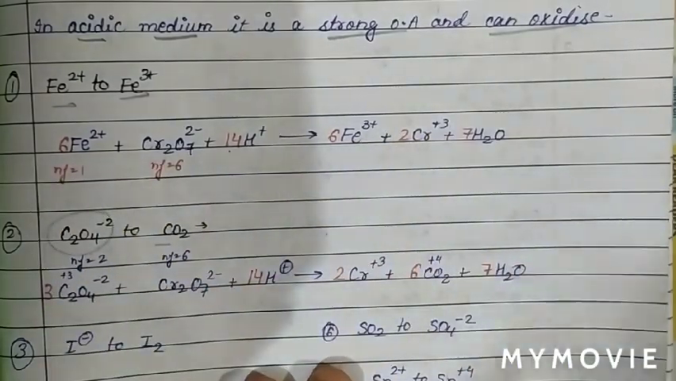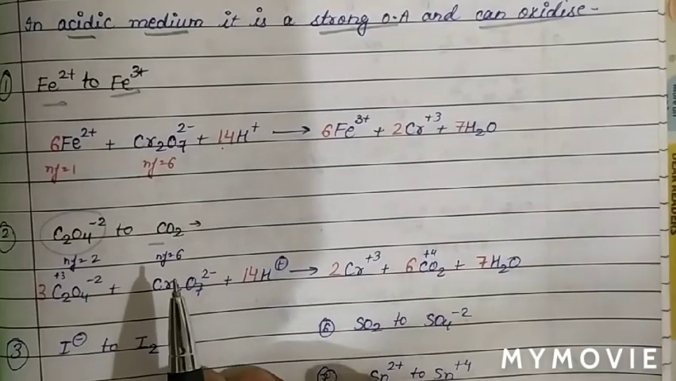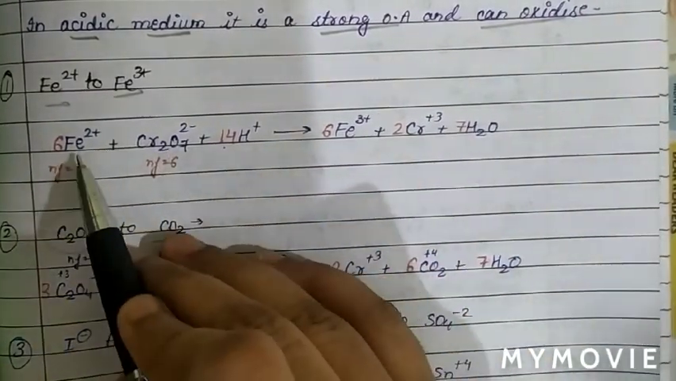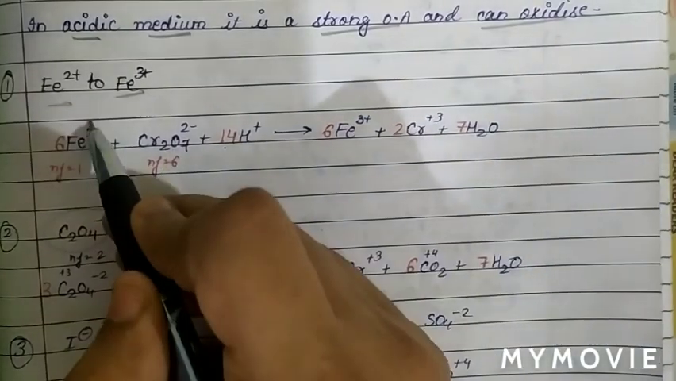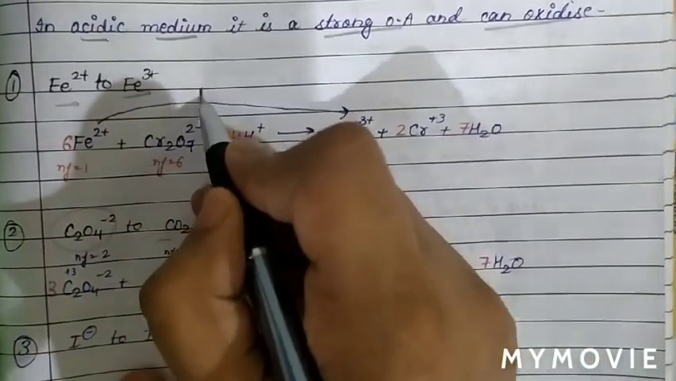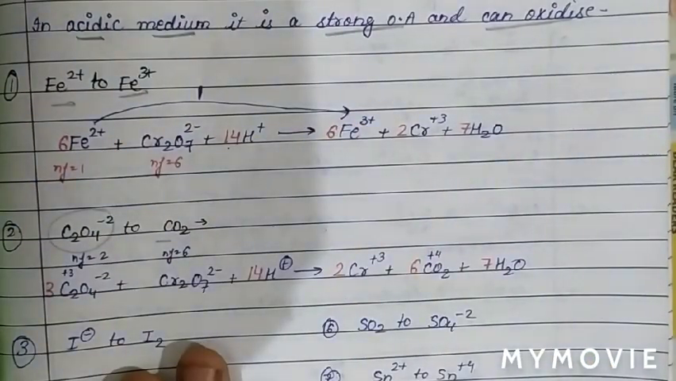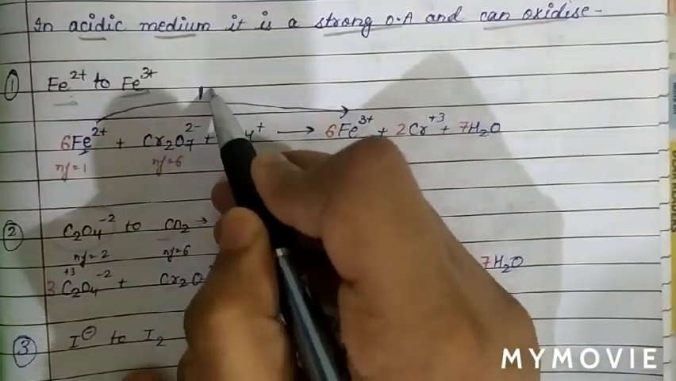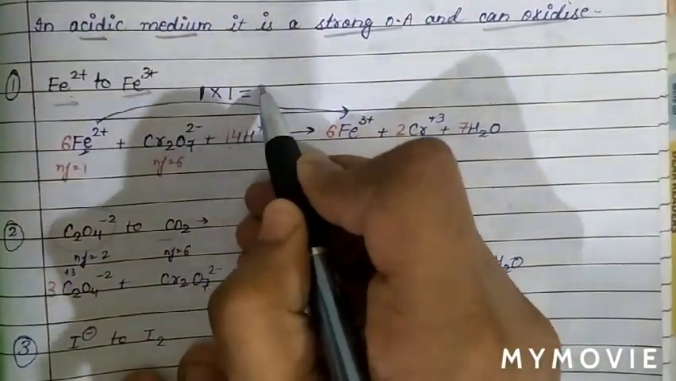Now see for Cr2O7 2 minus. The oxidation number changes from plus 6 to plus 3. So there is a change in oxidation number of 3 for one atom. And how many atoms are there? 2 atoms. So multiply by 2. So it is 6. So the n factor is the overall change in oxidation number. Hence the n factor of K2Cr2O7 is 6.